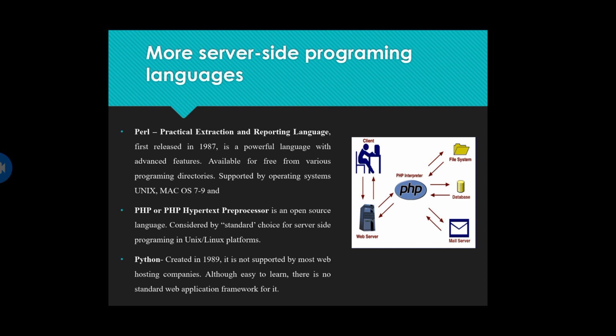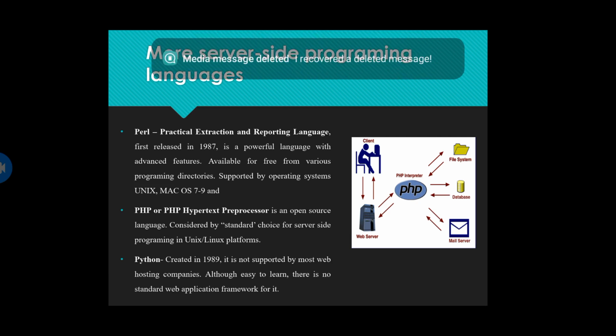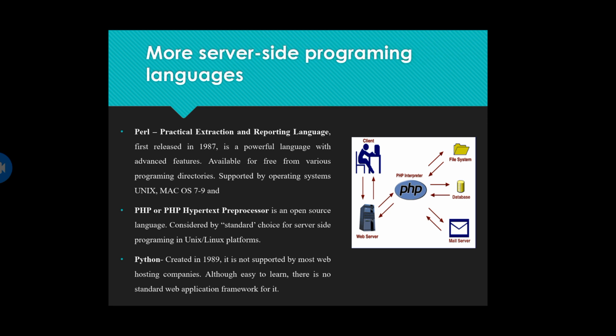Now let us see some more server side programming languages. Perl, a Practical Extraction and Reporting Language, first released in 1987, is a powerful language with advanced features available for free from various programming directories, and supported by operating systems. It's supported by almost every Unix, Mac OS 7 and 8 and more. Next, PHP, PHP Hypertext Preprocessor, is an open source language considered the standard choice of server side programming on Unix or Linux platforms. We mostly use this on Unix or Linux OS systems.